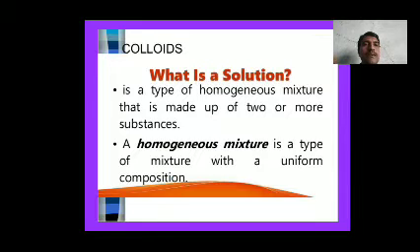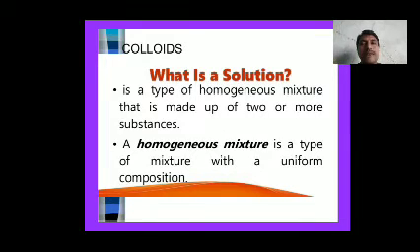If two components do not mix with each other, they form two different layers. One is the salt layer, another one is the water layer. This type of mixture is called a heterogeneous mixture. So a solution is a type of homogeneous mixture made up of two or more substances.